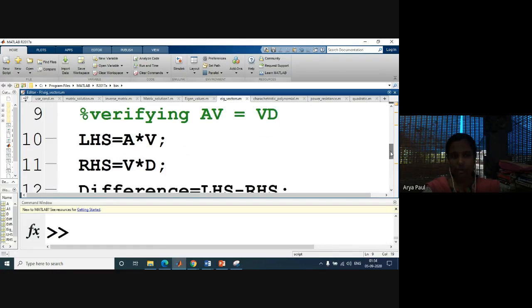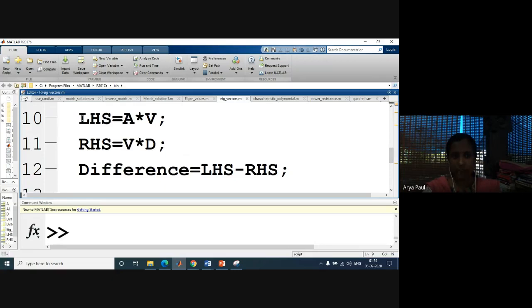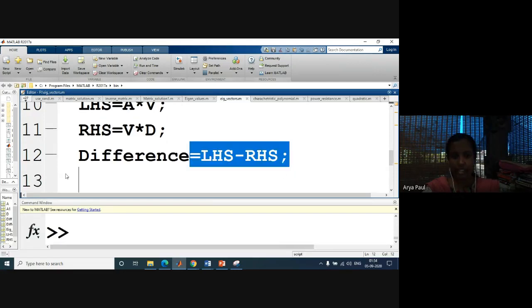So AV equal to VD. Just type LHS and RHS in the command window and you can check whether LHS is equal to RHS, or you can find the difference, LHS minus RHS, and check whether it is 0.